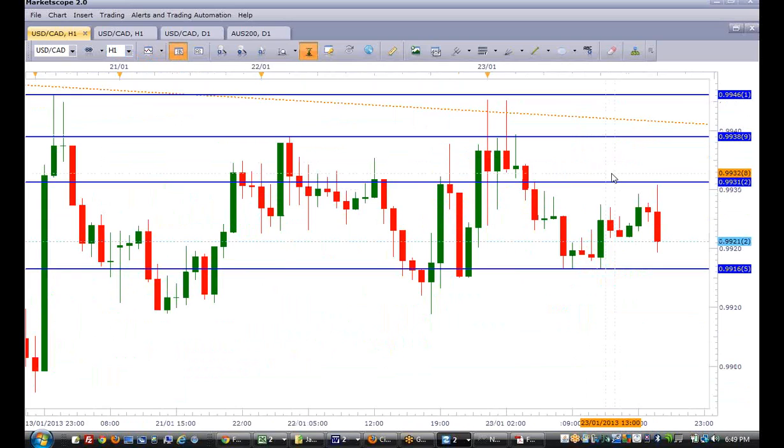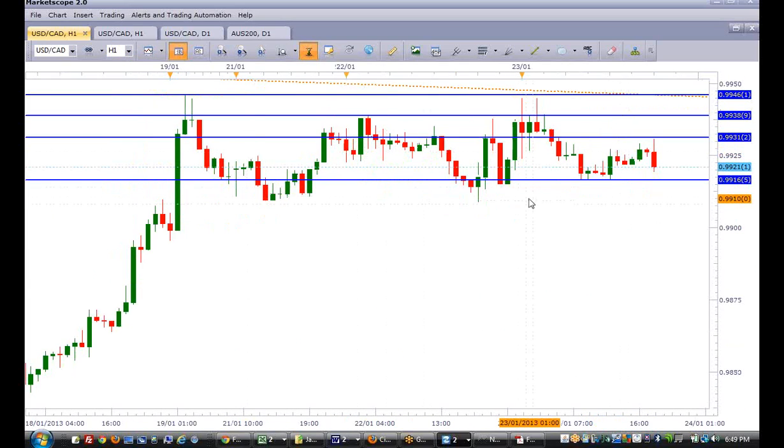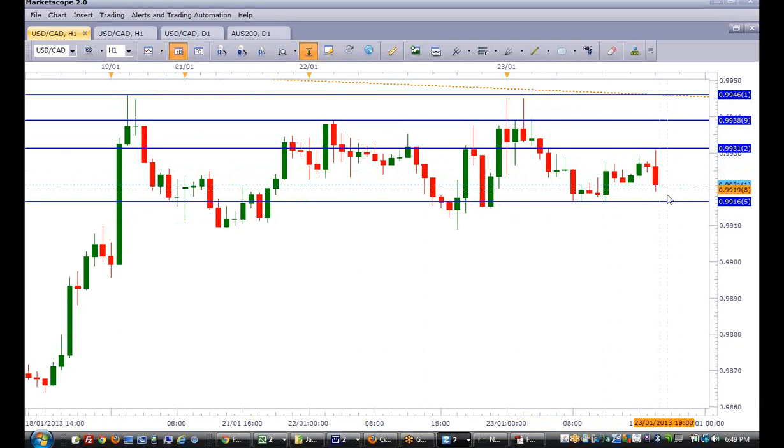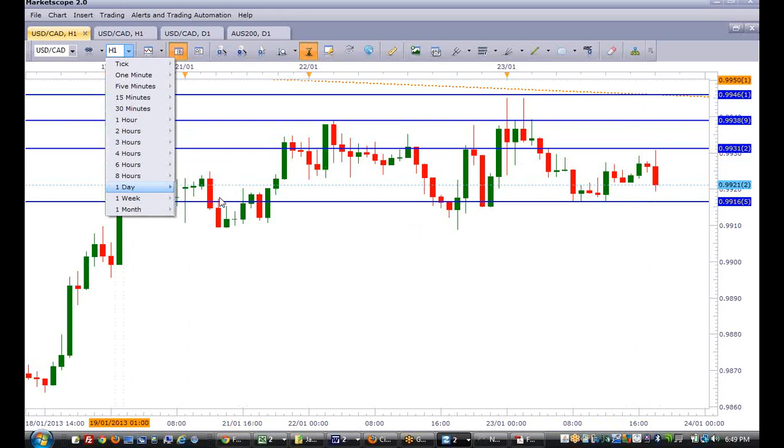On the 1-hour chart, there's a clear indication of that consolidation between these 2 points. Again, consolidating within these areas as well, and sellers are also in control now within this area here. So my plan based on the daily is to go short.